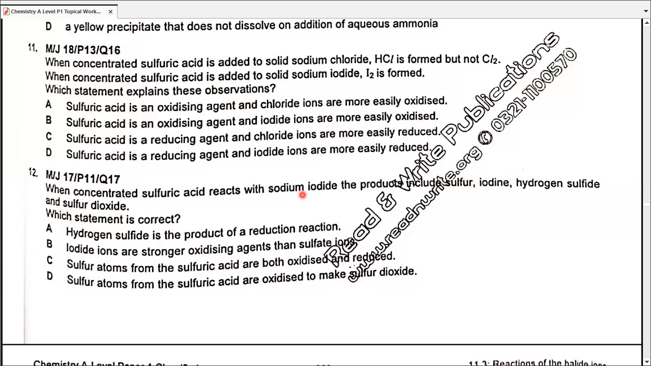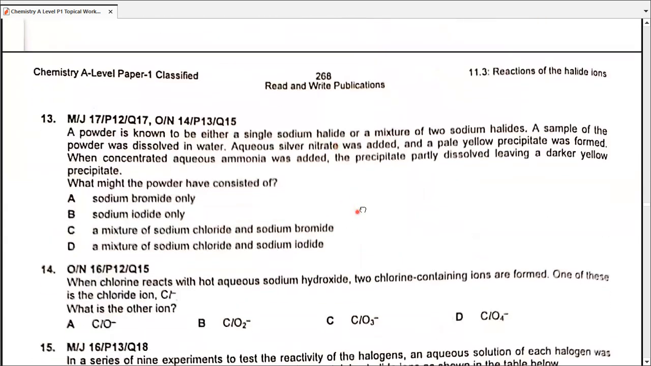So the only one correct is that hydrogen sulfide is a product of a reduction reaction. The iodide ions are working as good reducing agents. Of course, they're going to reduce sulfuric acid, which is reduced into sulfur dioxide, then into sulfur, and then finally into hydrogen sulfide. So hydrogen sulfide is forming because of a reducing agent, so of course it's undergoing the process of reduction. So A is the only correct option in here.